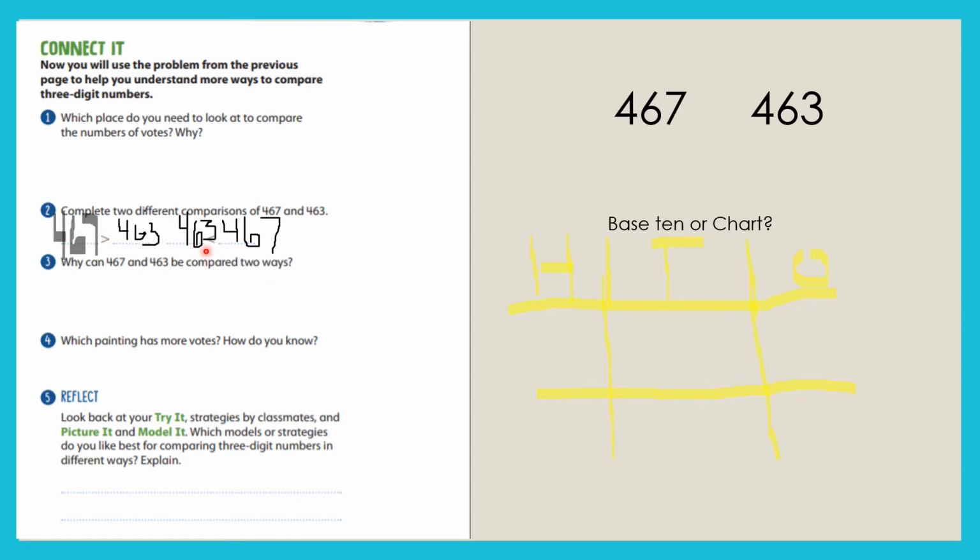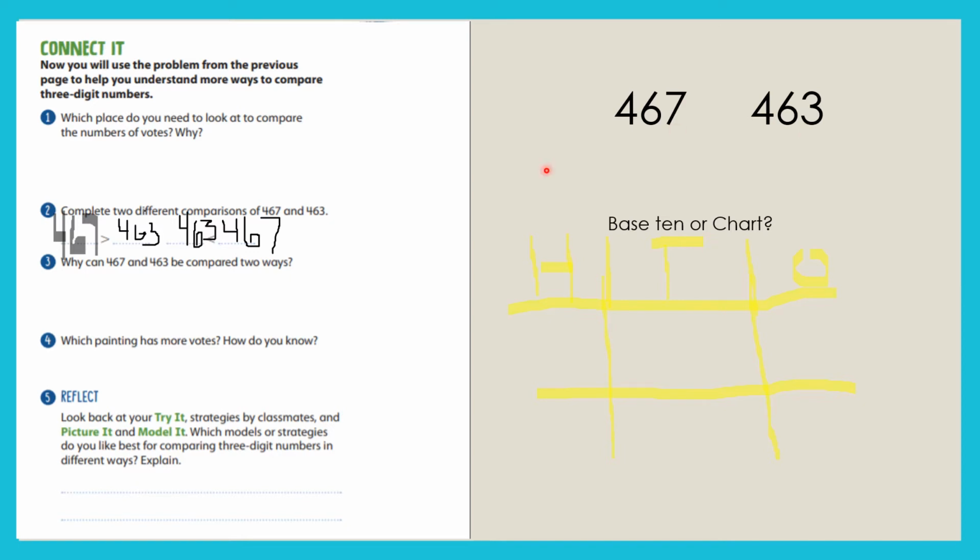Now the next problem says, why can 467 and 463 be compared two ways? Because they're two different numbers. That's why. They're two different numbers, so I can compare them two different ways. Which painting has more votes and why? Painting A had more votes because 7 ones is greater than 3 ones.